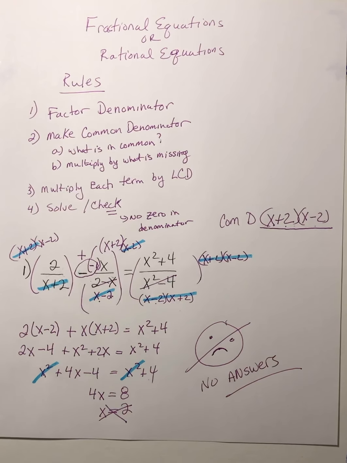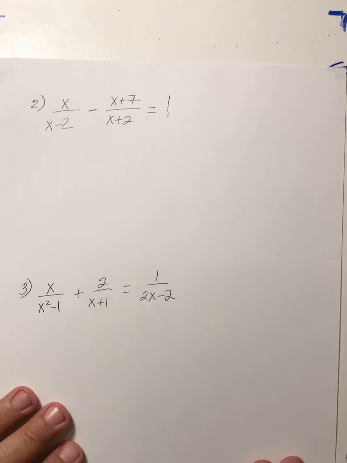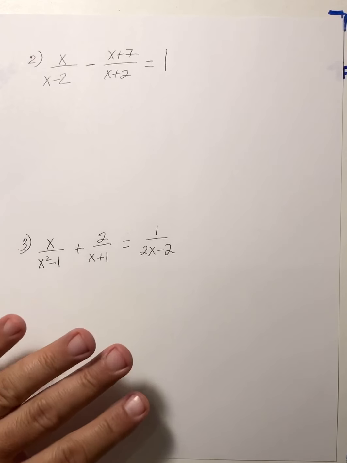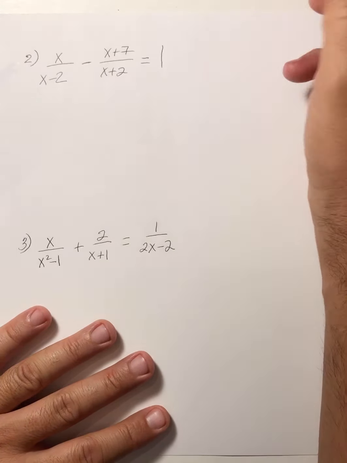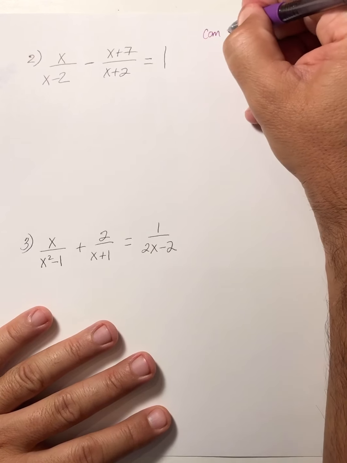Okay, let's look at another one. All right, here we go, number 2. A little bit more challenging. Number 1, denominators, are they in factored form? Yes, they are. So we have to create the common denominator. So our common D.